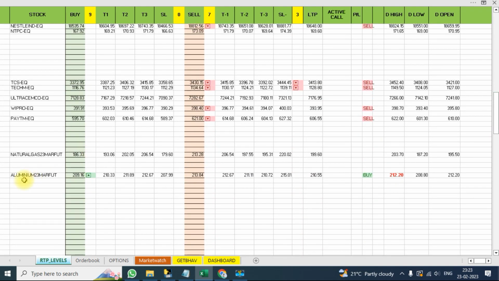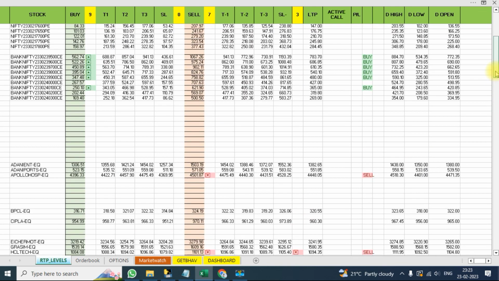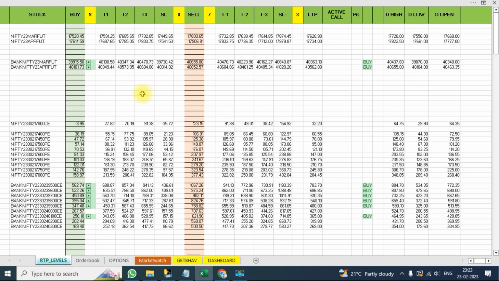For example, aluminum has touched our buying levels, so it is showing green color. In the same way, you can see red color here. Whatever stocks have touched our selling levels will show in red signal here. Okay, so one by one I'll give you a demo.